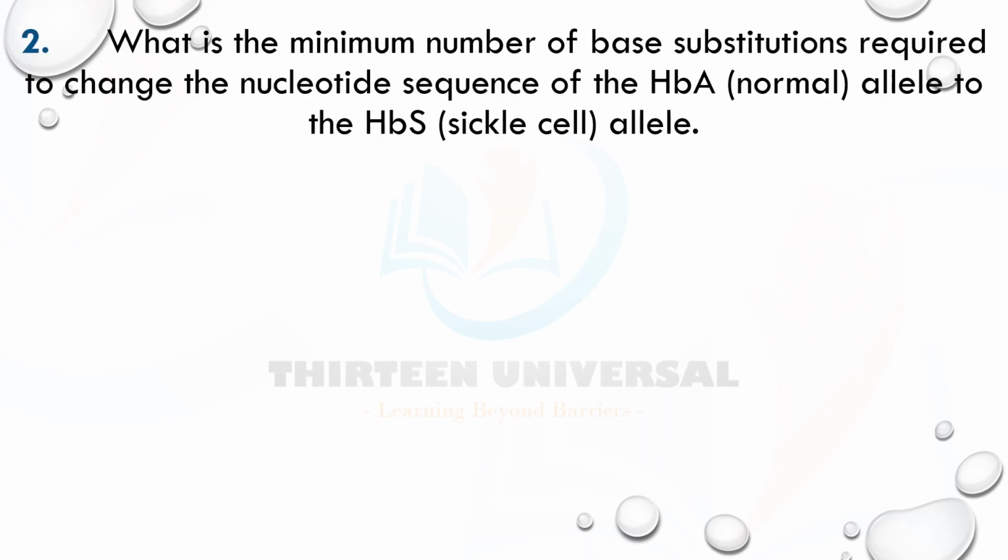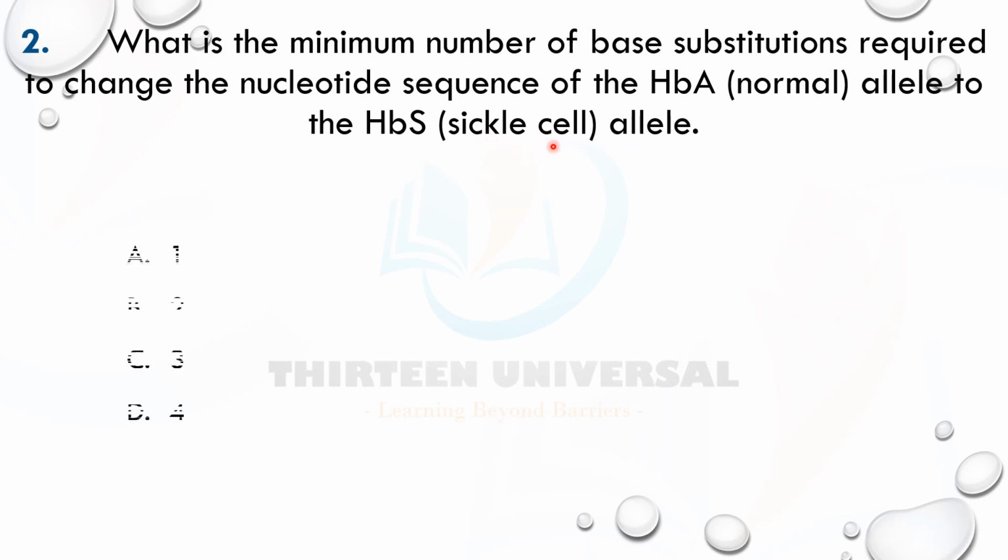Come on, guys, let's go. What is the minimum number of base substitutions required to change the nucleotide sequence of HB normal? Now, this HB normal is the gene that codes for hemoglobin. Hemoglobin is a pigment that transports oxygen. This gene is HBA, now it is called HBB, the allele to HBS. This is the abnormal allele. When the normal allele undergoes base substitution, it gives us the abnormal one. This codes for the sickle cell allele.